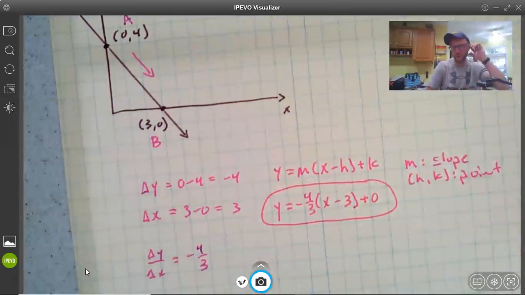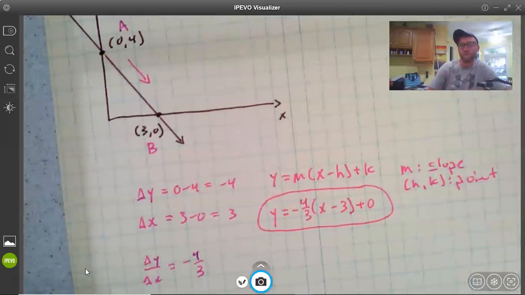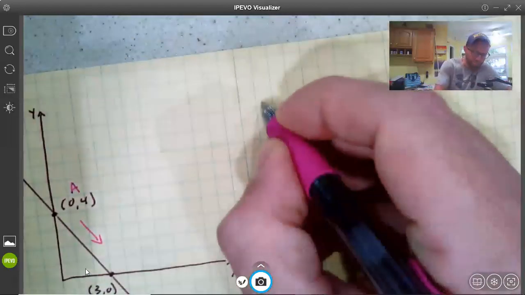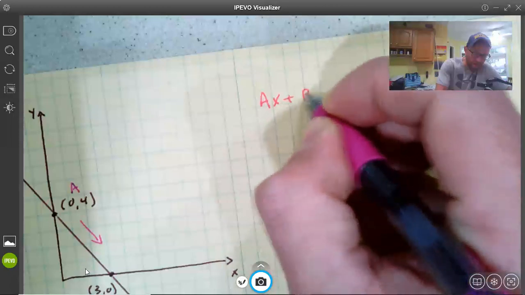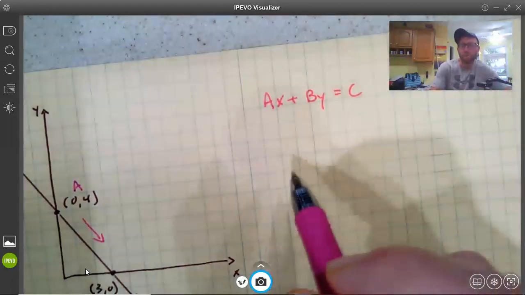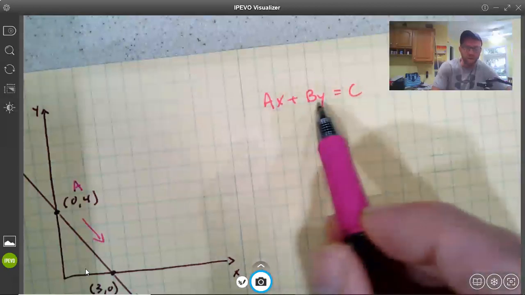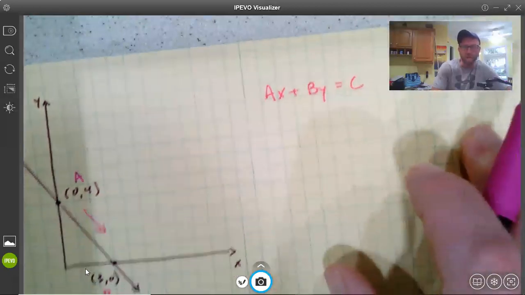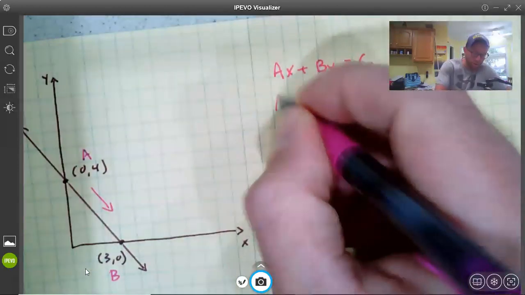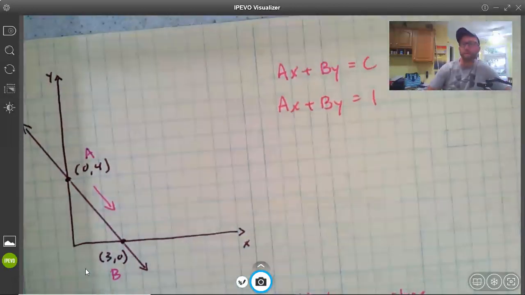Now, we could also, if we wanted to, write this out in standard form using the intercepts. It will look like this: ax plus by equals c. And as we've seen before, we can actually use lots of different values for c. Whatever we choose for c will determine what our a and our b are. So I could just arbitrarily choose 1 for c. I could say ax plus by equals 1.